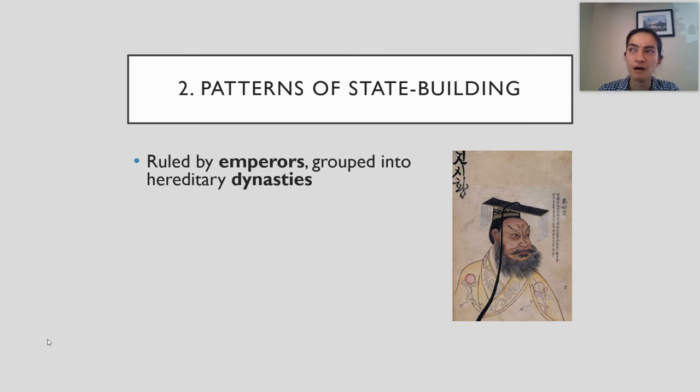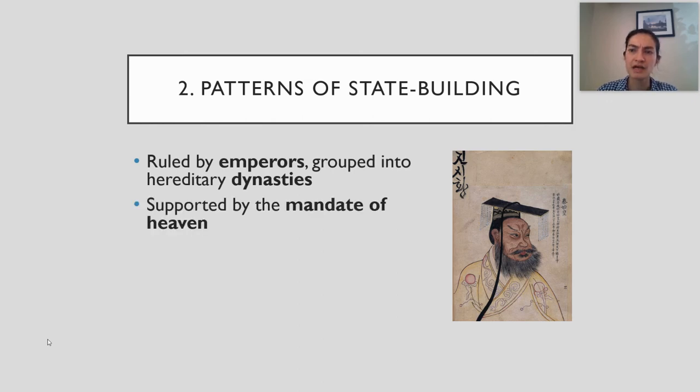Number one, essentially, there are periods of disunity and civil war, but in periods of unity up until the 20th century, China is ruled by emperors, so one monarch at a time, who are grouped, as I said earlier, into hereditary dynasties. You're looking at an image of Qin Shi Huang, who is the first emperor of the Qin dynasty in China, who has one of the best hats. In general, Chinese emperors have the best hats. I will show you way too many examples over the next semester.